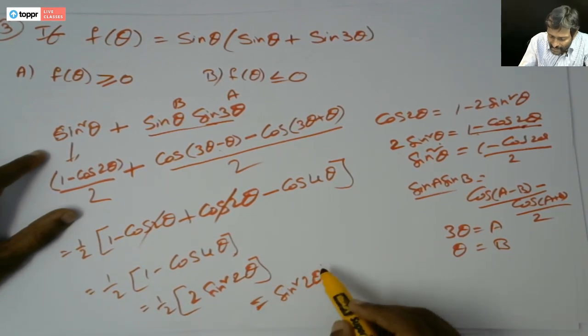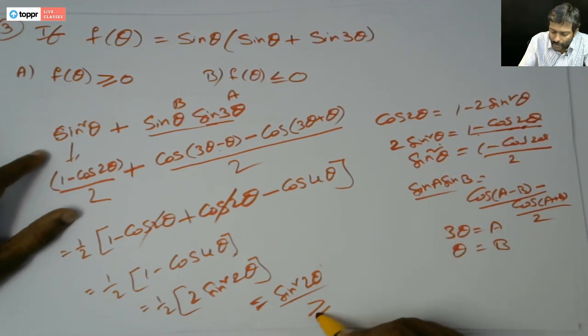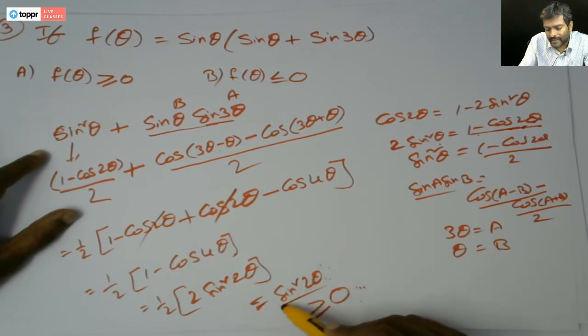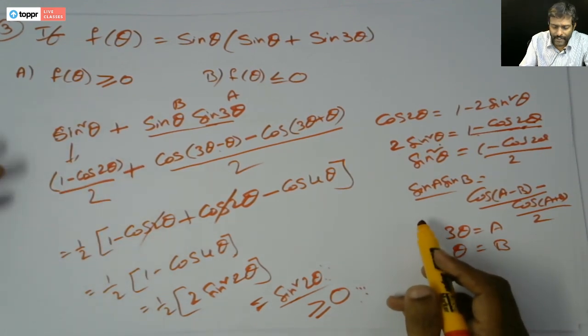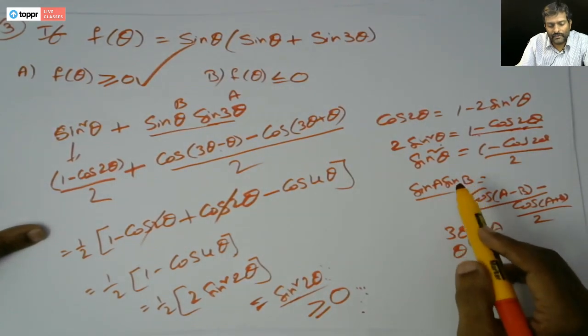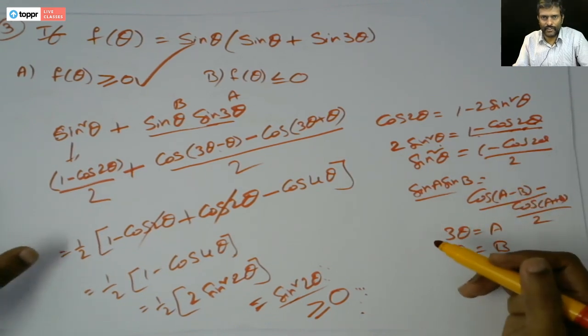And it is evident from this that sine square is nothing but sine 2 theta whole square, which will always be greater than or equal to 0. It will be greater than 0 for all the values when sine theta is not equal to 0. It may be negative or positive, but when you square it, you are going to get positive. So this is the solution: f of theta is always greater than or equal to 0.